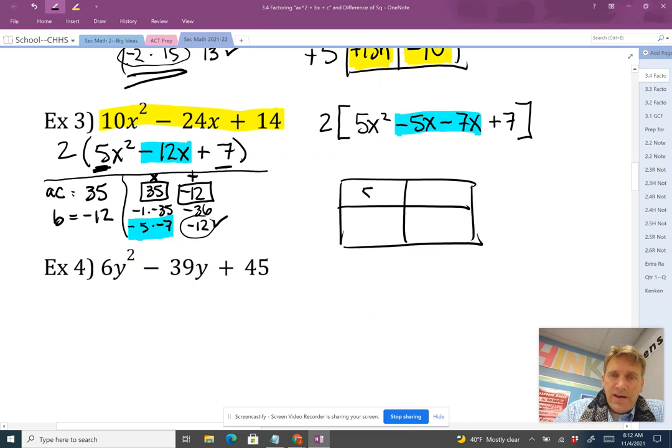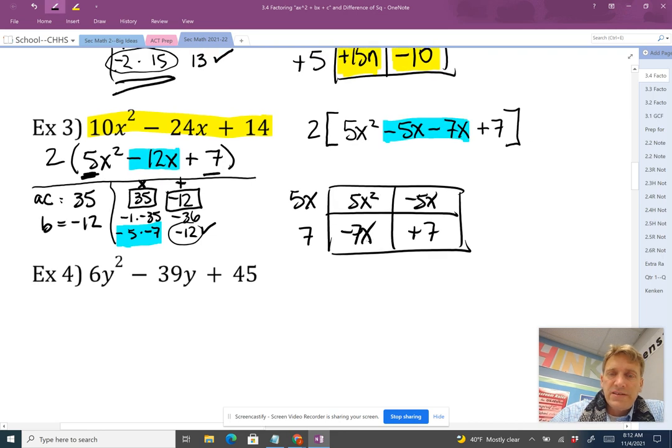And I'm going to put 5x squared here plus 7 minus 5x minus 7x. And then I'm going to factor by greatest common factor for each row and each column. 5x squared and minus 5x both have a 5x in common. Negative 7x and plus 7 both have a 7 in common. 5x squared and minus 7x in this column here have x in common.